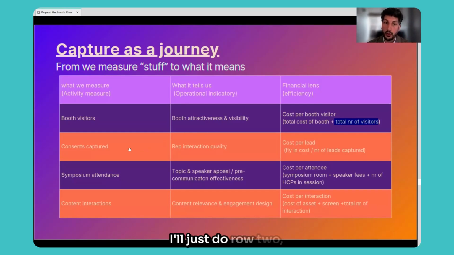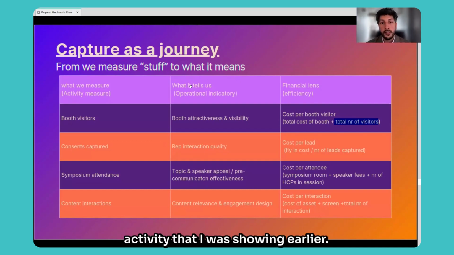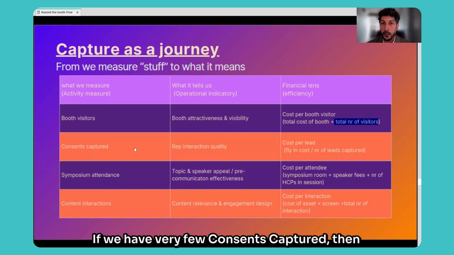I'll just do row 2, and then everything else you can just read. This is consents captured. This is linked to this lead generating activity that I was showing earlier. What does this tell us? It's actually the rep interaction quality. If we have very few consents captured, then our reps did a bad job.